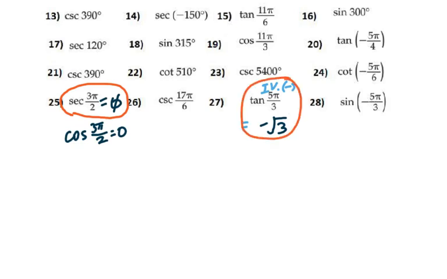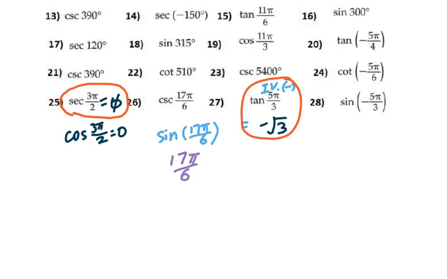Here's the answer for 25 and 27. Because these two questions pretty easy. Now let's go to 26. For 26, 17 pi over 6. First of all, this is a minor one, so we're looking for sine 17 pi over 6.